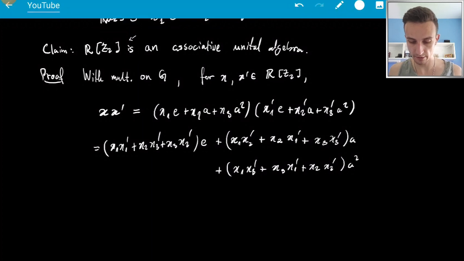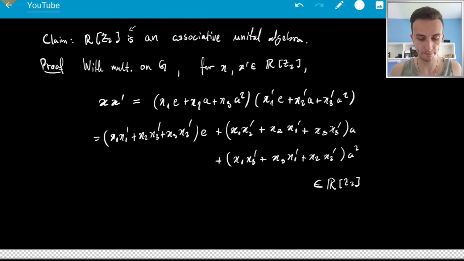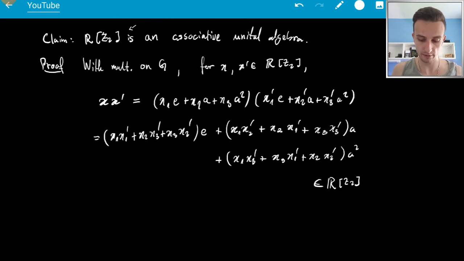So is this in RZ2? Well, of course, it's in RZ2 because you can see all of them are spanned by the basis. So just because the group multiplication is closed, it'll follow that the vector space is an algebra. Okay, is it associative? So algebra, yes.